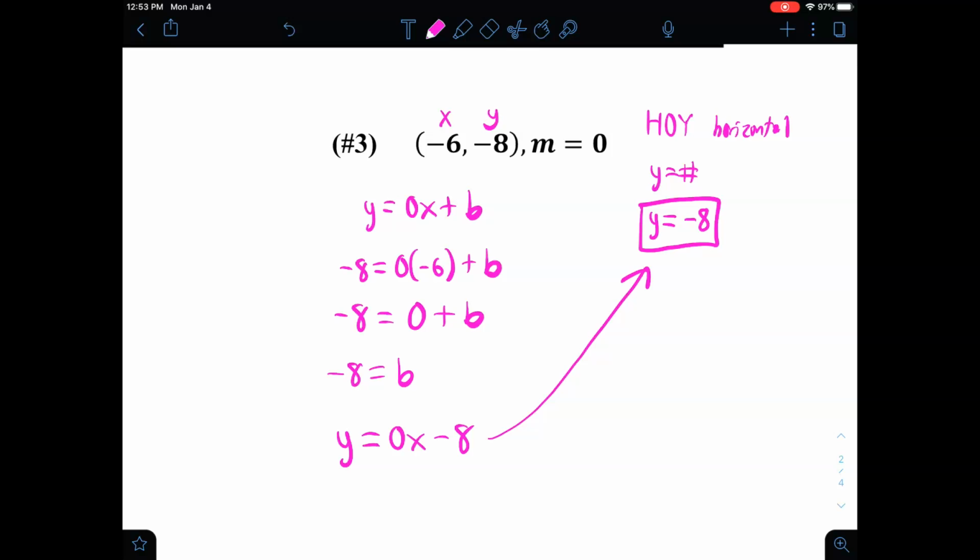So yeah, if it's a 0 slope, it's automatically y equals the y coordinate. If it's an undefined slope, it's automatically x equals the x coordinate. That's all you have to do. If you can figure that out, you're going to save yourself some time and energy, and you can just hang out and move on to the next thing, basically. But there's nothing wrong with doing it this way, too. I'm just trying to show you a shortcut.